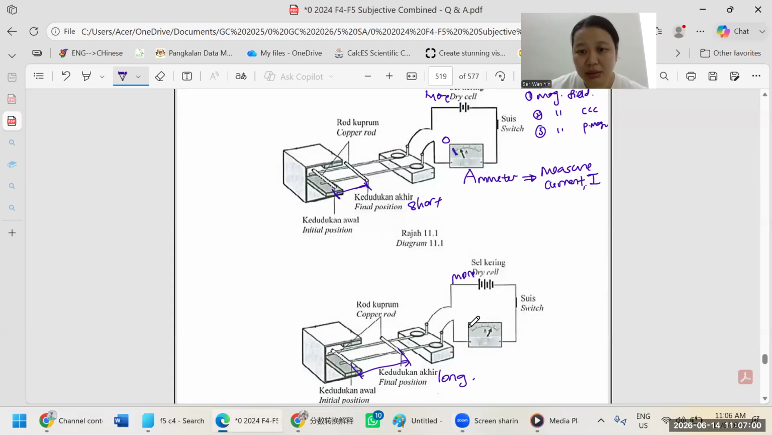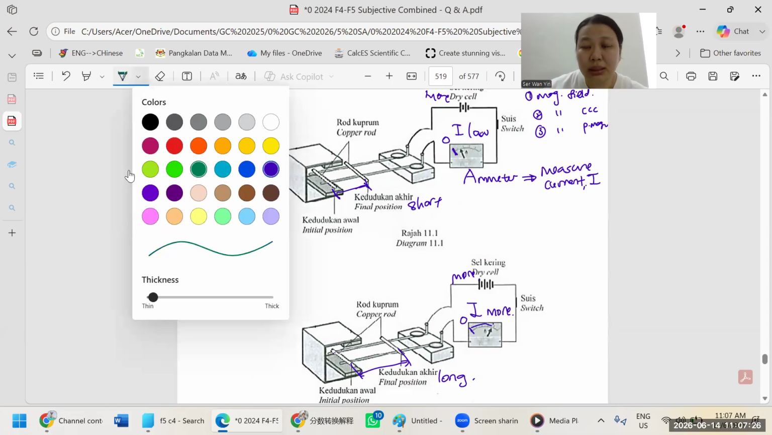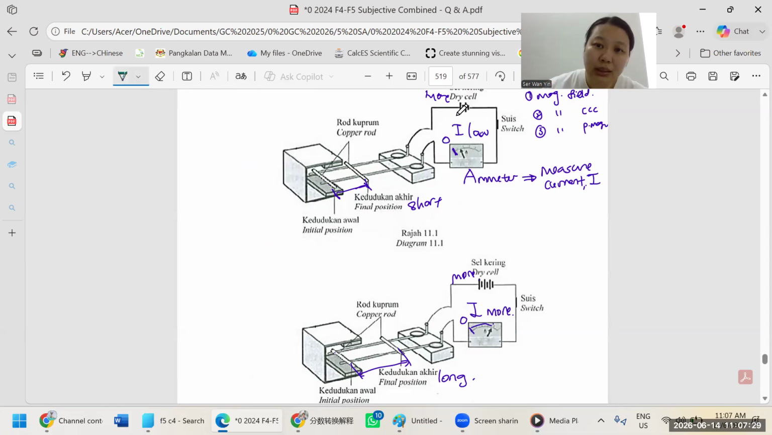You can see, like that day, the zero starts here. If you feel, teacher cannot see the number, you can see this one closer to zero. This one, the current is lower. Then this one away from zero, the current is greater. Then actually we can get the conclusion, the relationship already. Less dry cell, low current.